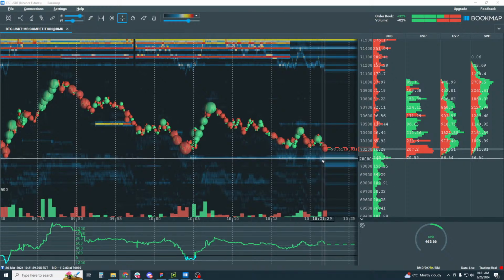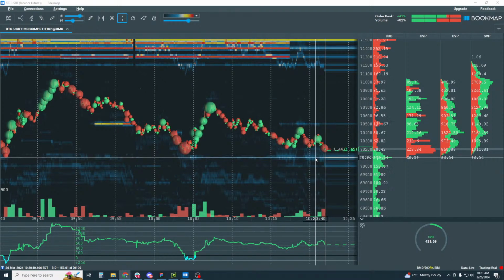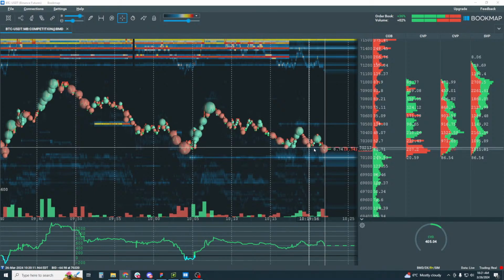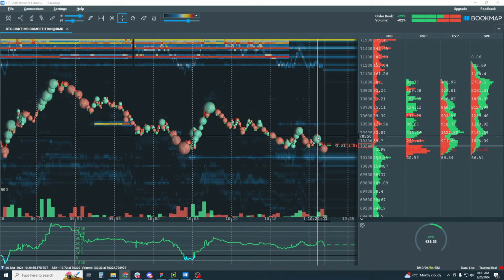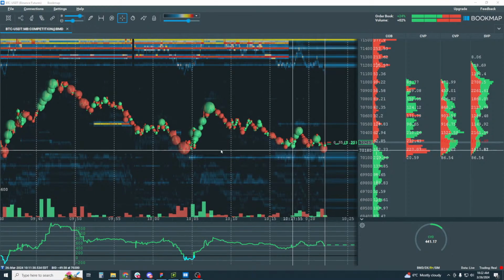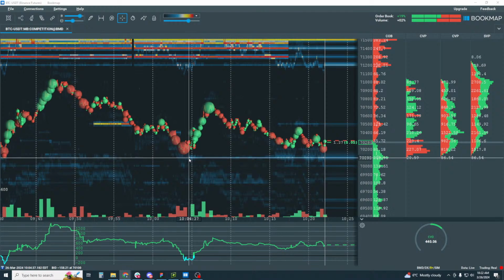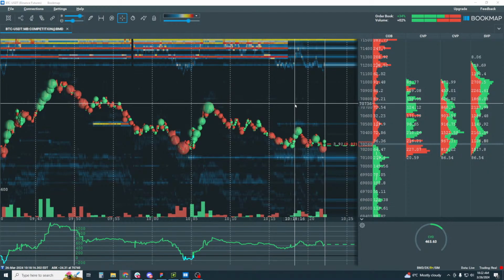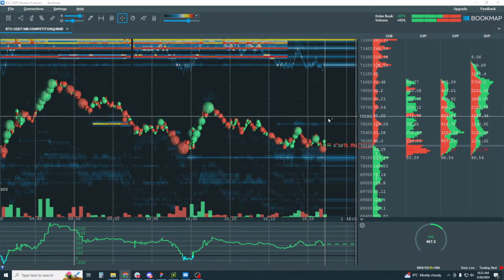No, there's a little bit right in here at this 96 level. Now we're getting our sellers. Okay, so yeah, looking for our sellers in here to try to take it back down into this 96 liquidity here. All right.